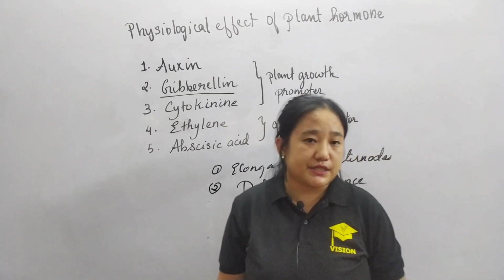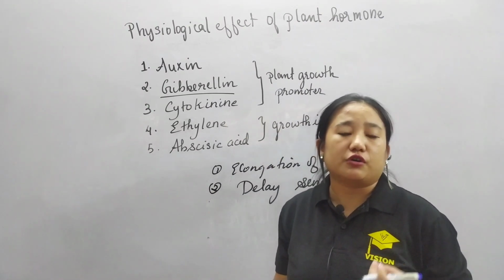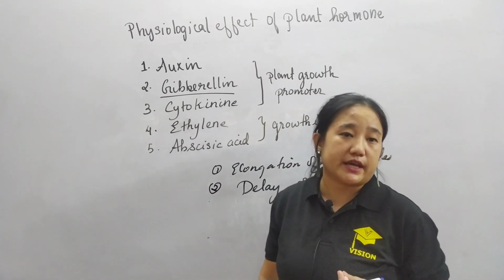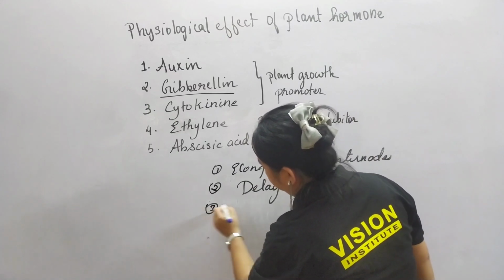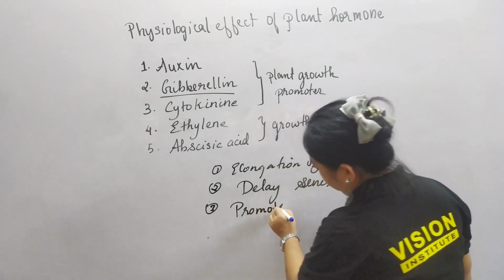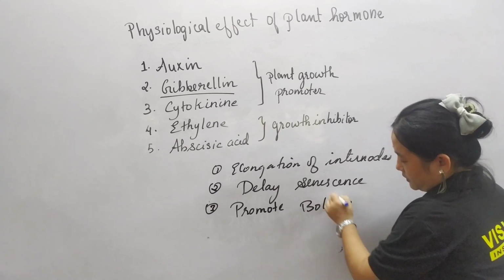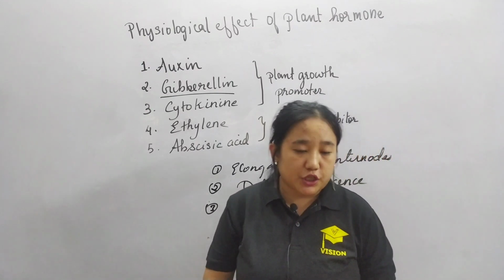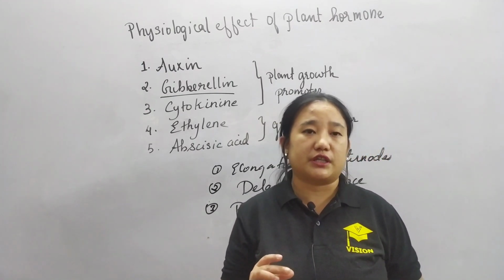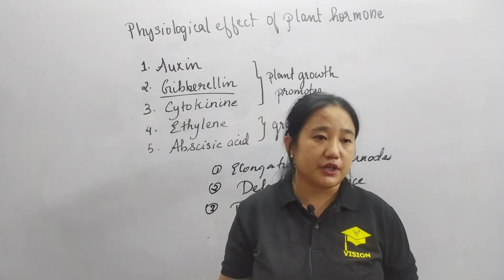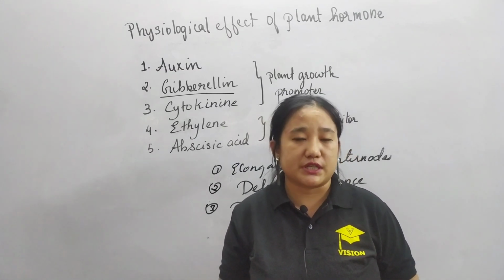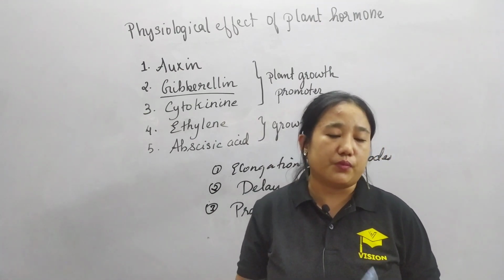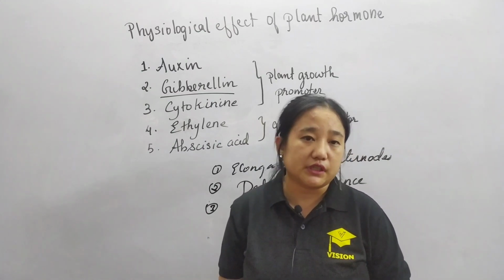Gibberellin also delays senescence. If you want to keep your fruit on the tree for a longer period of time, then you can apply gibberellin, because gibberellin delays senescence and ripening. Gibberellin promotes bolting. In plants like cabbage and beetroot, the internodes are greatly reduced, and the leaves overlap with each other around the shoot apex. That is called rosette appearance. So when you apply gibberellin to those rosette plants, it helps in bolting, that is, it helps in the elongation of the internodes.